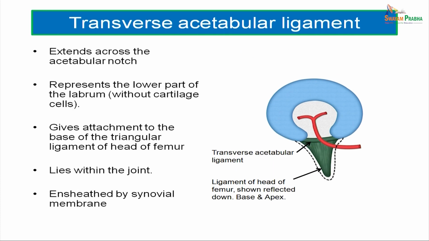We next come to the other ligament, the transverse acetabular ligament, which extends across the acetabular notch. It represents the lower part of the labrum without the cartilage cells and gives attachment at its base to the triangular ligament of the head of the femur. So if you look at this particular picture, the transverse acetabular ligament extends across the acetabular notch, and gives attachment to a triangular ligament called the ligament of the head of the femur. The ligament of the head of the femur, as we have discussed just now, is ensheathed by the synovial membrane.